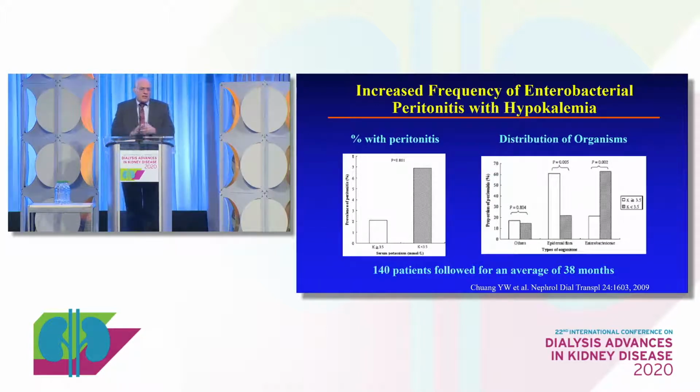This infection-related mortality may relate to an increase in the frequency of enterobacterial peritonitis with hypokalemia. Again, data from Hong Kong looking on the left panel at the frequency of peritonitis about threefold in patients with a serum potassium less than 3.5. And if you look in the right-hand panel at the distribution of the organisms, you can see that enterobacterial things, E. coli, Klebsiella, Citrobacter, etc., are higher, and this may relate to decreased peristalsis, increased time for transmural migration.